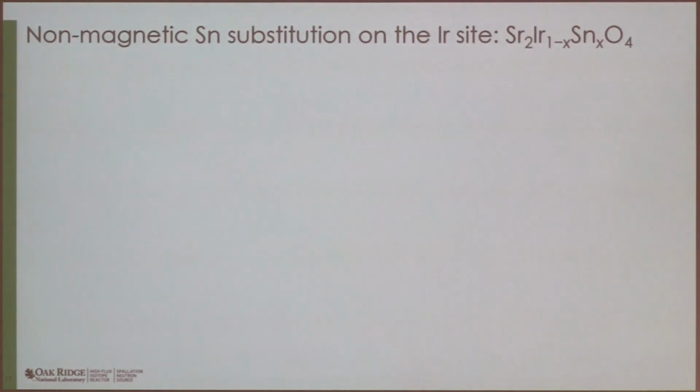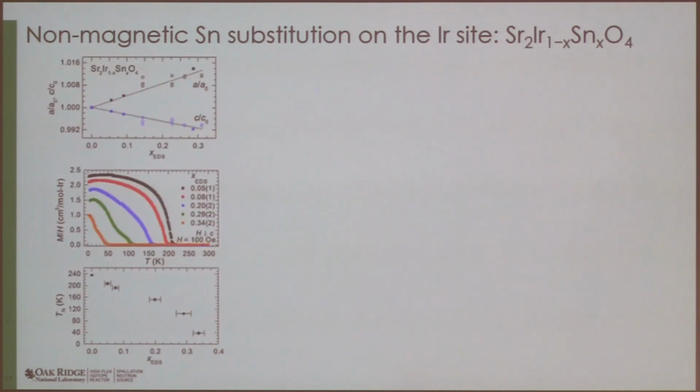Okay. So the final doping, or something we tried recently: since ruthenium goes in, it's isovalent, but it still has potentially a moment, an S equals 1 moment. So we wanted to look at the case for purely non-magnetic substitution. So we looked at tin.